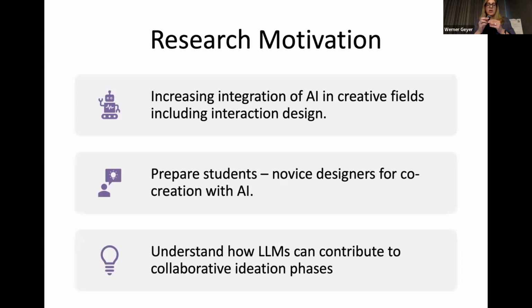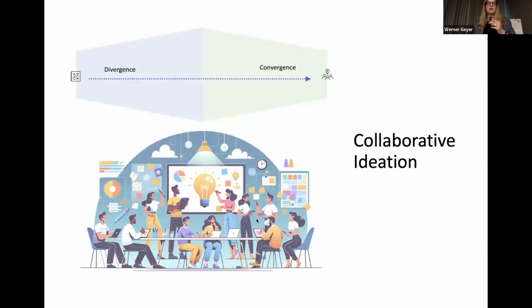And also to understand how we can use LLMs to contribute to collaborative ideation phases. So we're thinking about collaborative ideation. This is an ideation process that is structured and is happening with a group. Typically such an ideation process will start with some project brief or a problem statement. The following divergence stage will ideally result in multiple high quality ideas generated by the group. And then in the convergence stage, the group will select a subset of ideas, ideally competitive, high quality ideas, and then enhance these ideas and develop them further.